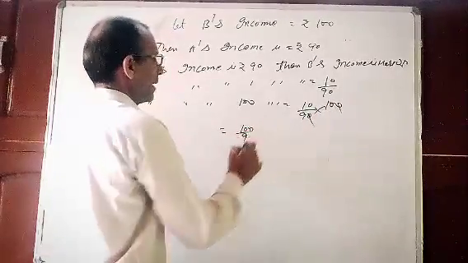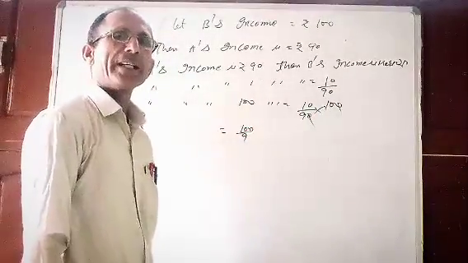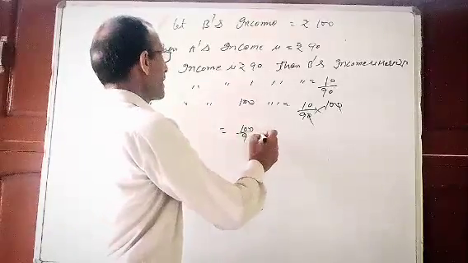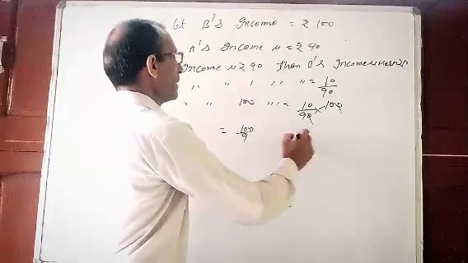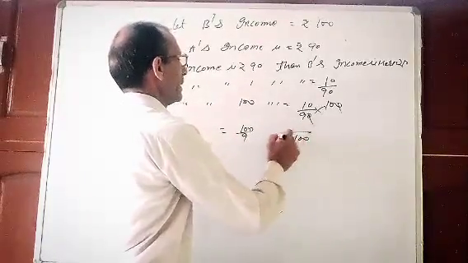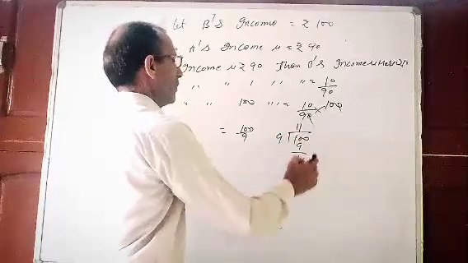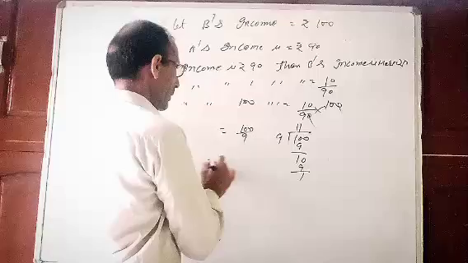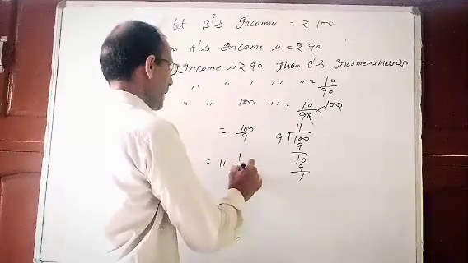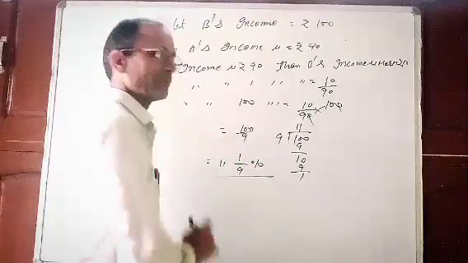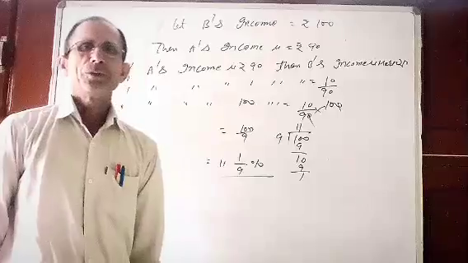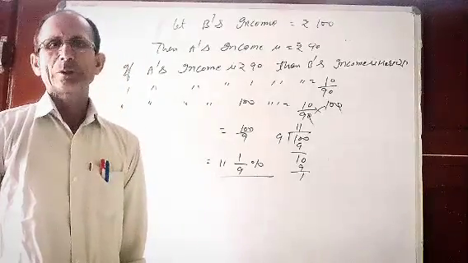100 by 9. So write in mixed form. Divide 100 by 9, you get 11 and 1 by 9. So 11 and 1 by 9% more.